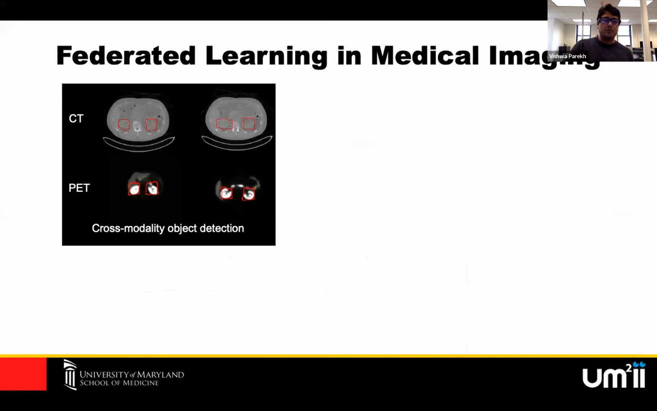So first, I'll go through a couple of examples of different imaging environments. In this case, the goal was to localize different kidneys, and you had different centers having different imaging environments. One center only had access to CT scans, whereas the other center only had PET scans. So they had different modalities. But the federated learning model was able to learn kidney localizations across both of these data sets without ever having to get access to both of these data sets.